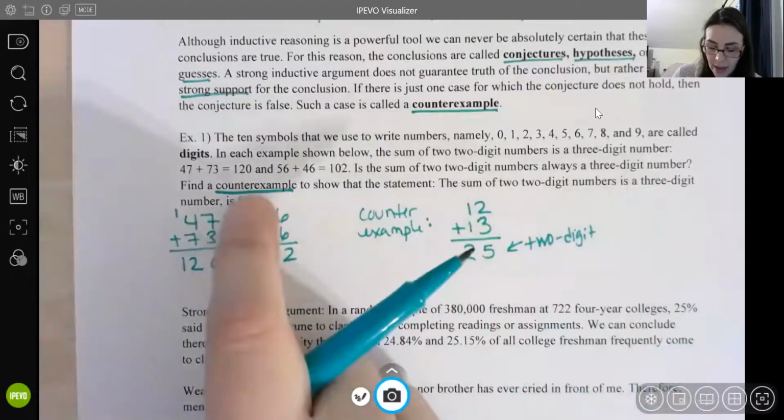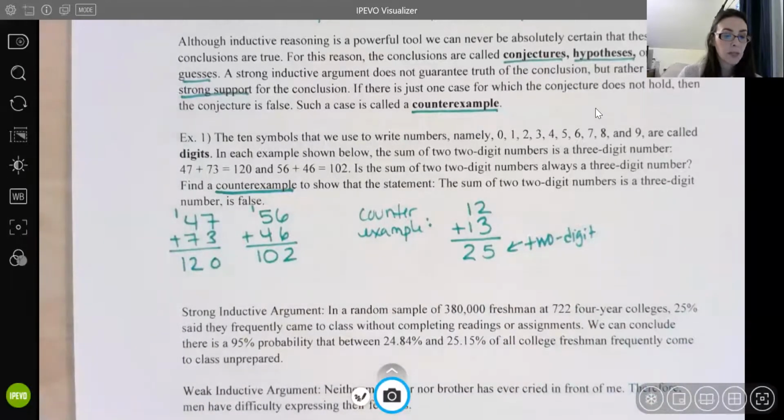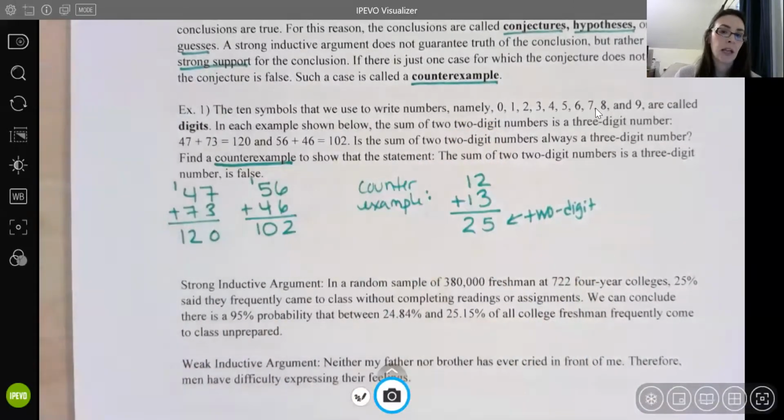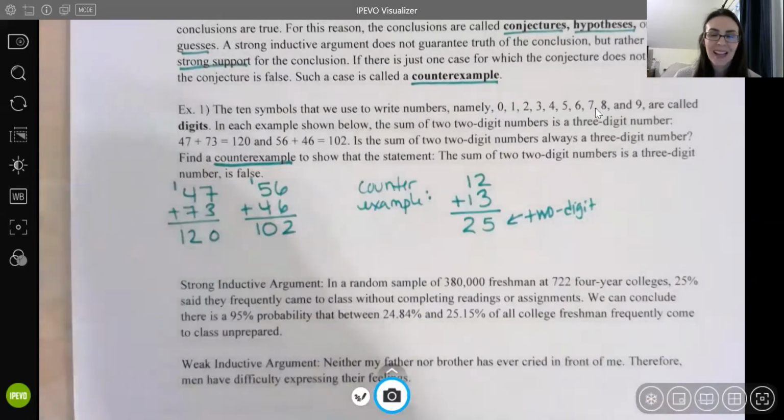So we have a counterexample that proves something is false. So when we're making conjectures, when we're making hypotheses or educated guesses like this, we can never prove it's true just based off of our conjecture. But we can prove things are false by using these counterexamples.